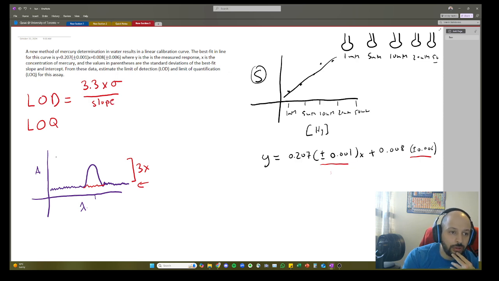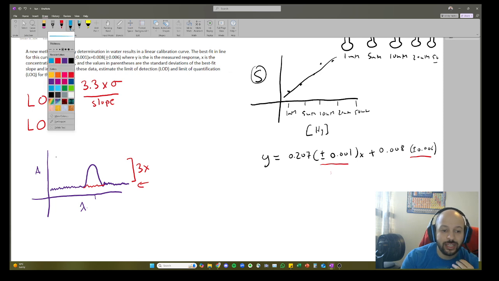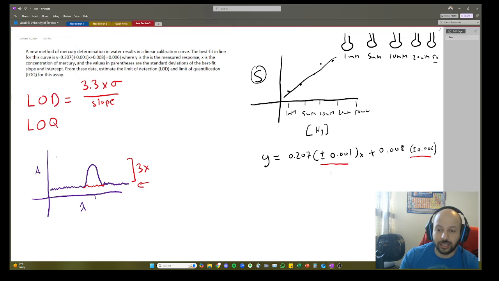Now, for the limit of quantification, it's the same thing. It's the minimum concentration at which you can say that you can quantify your analyte. The difference between limit of detection and limit of quantification is that limit of detection is just a yes or no answer. Either your analyte is there or it's not there, but you can't say how much of your analyte there is.